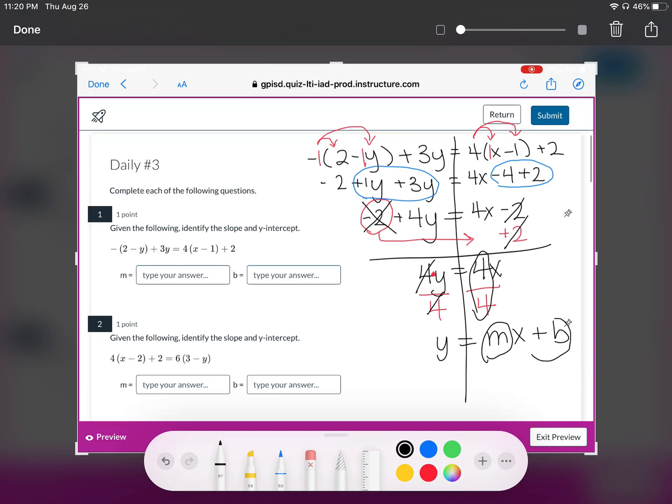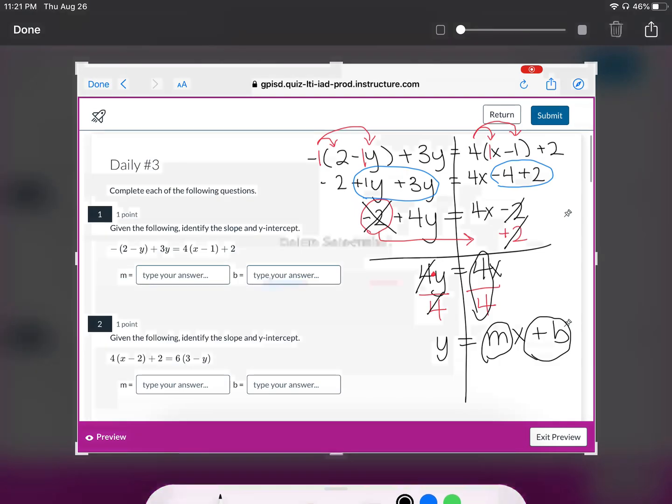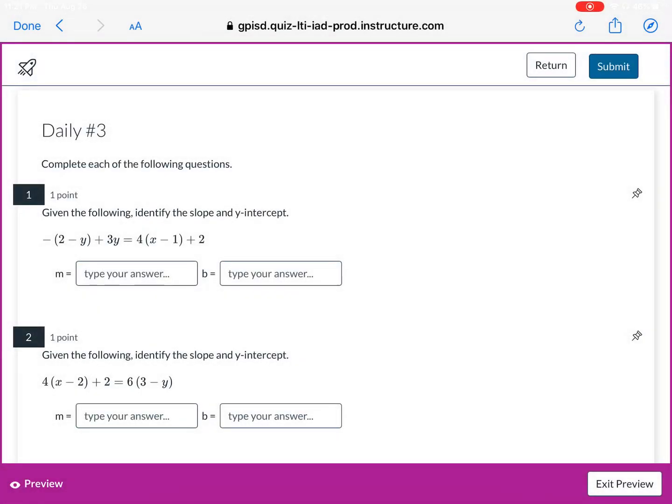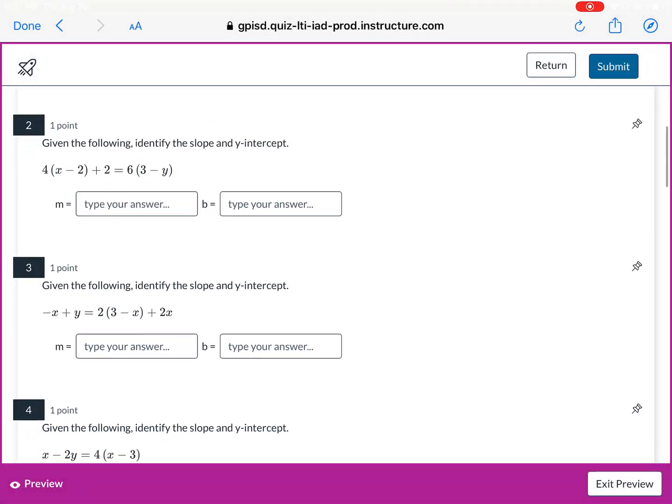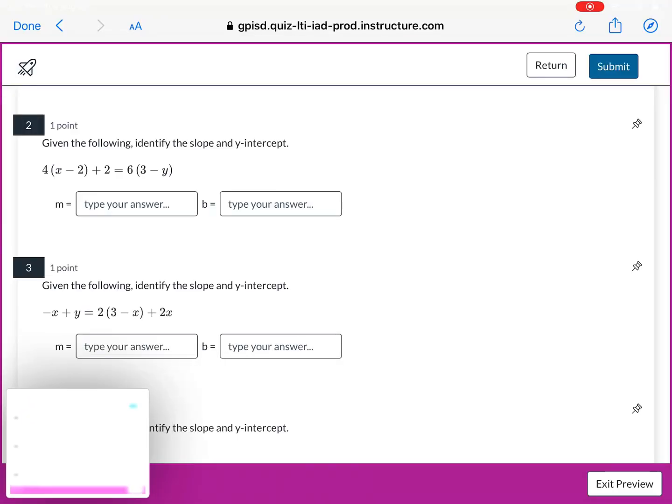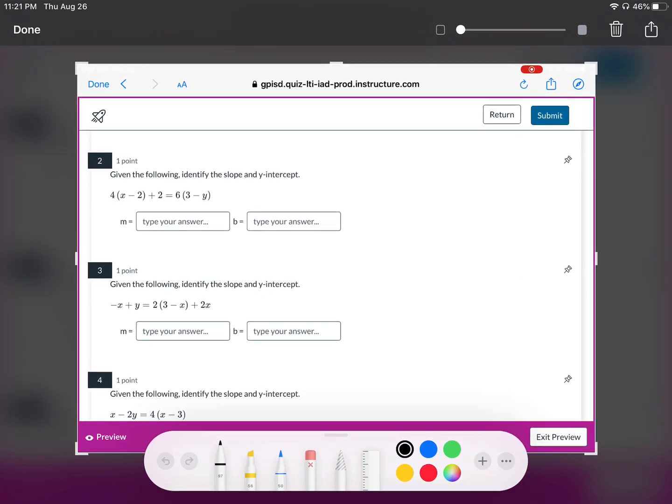That's going to tell you what your m is. For b, you got to think about it. Do we have a b on this problem? Do we have a number all by itself over here? Do not leave that answer blank. If there is no b, put 0. I'm pretty sure we've done that one in class. So if you're not sure, go back and check your exit tickets.